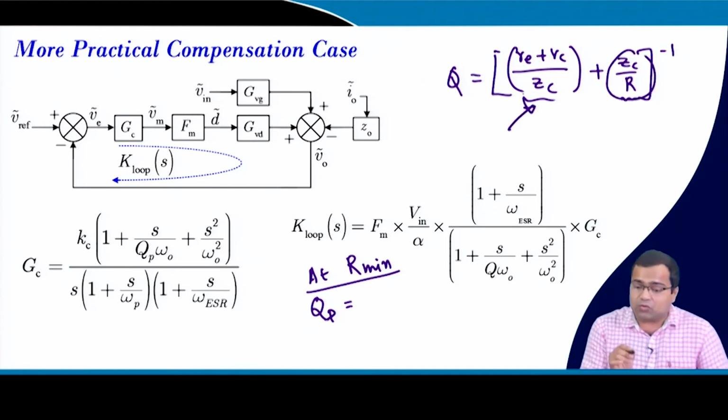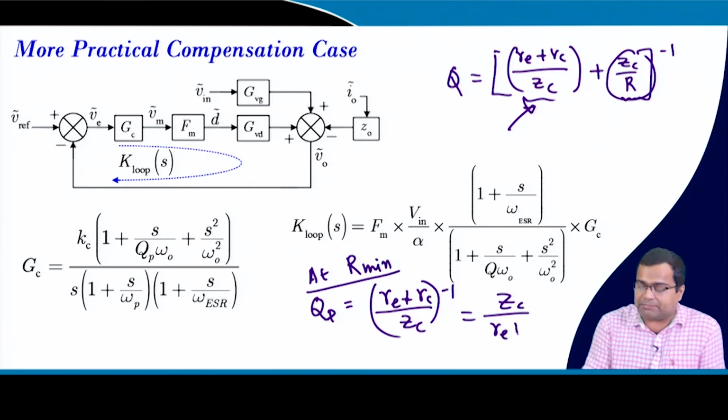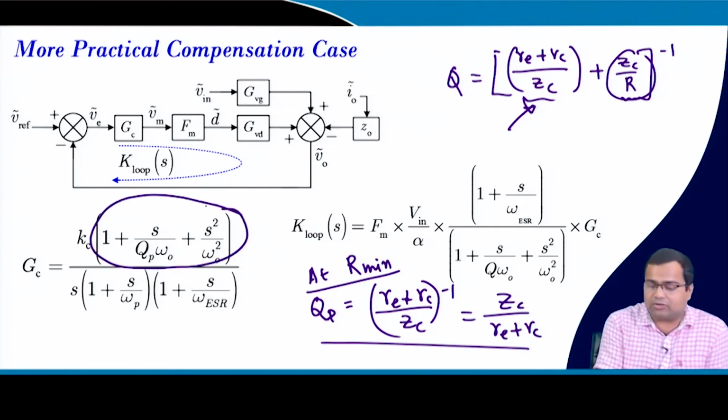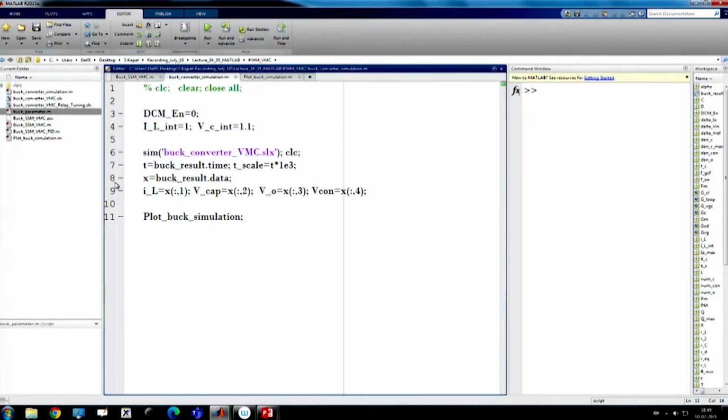That means we want to use QP rather RE plus RC by ZC inverse, or basically characteristic impedance RE plus RC. This is a more robust compensation that is used for the controller pole. So we are not going to cancel this. And if you do that, then let us see what happened.